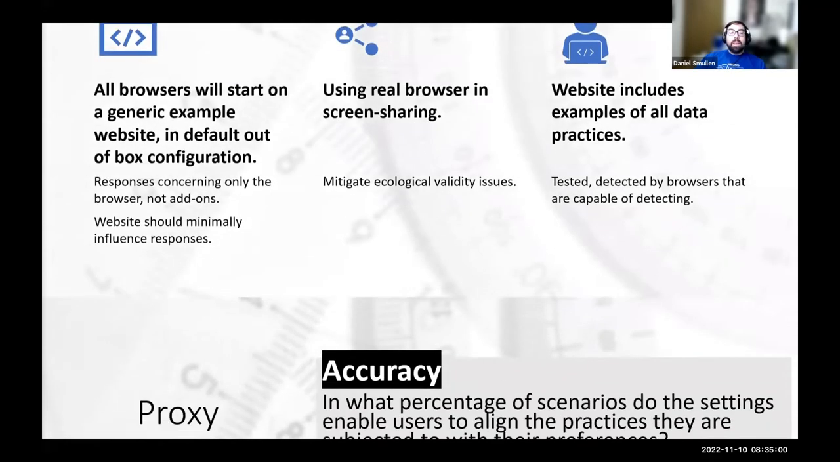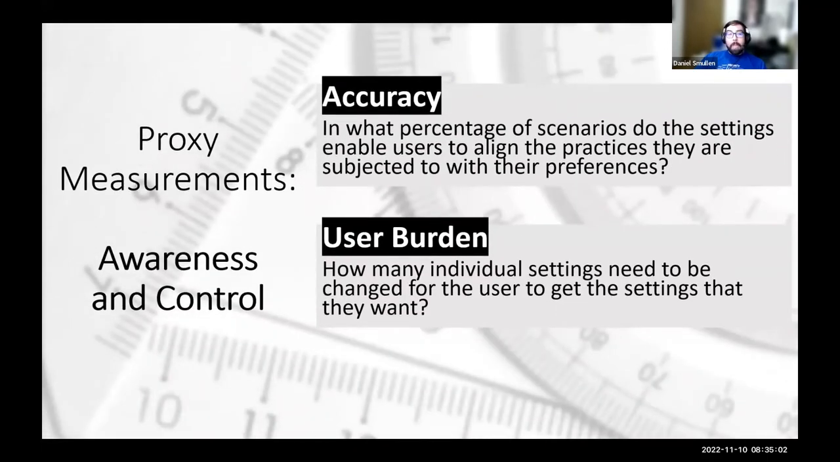Now, here's the tricky piece, right? You can't measure how people feel about websites directly. You just can't do it. You can ask people questions like, do you trust it, but that doesn't lead to easy measurements of what the settings do, right? So we've got to use proxy measurements, which means measurements that we can be confident in that closely associate with the thing that we're actually trying to measure, right?